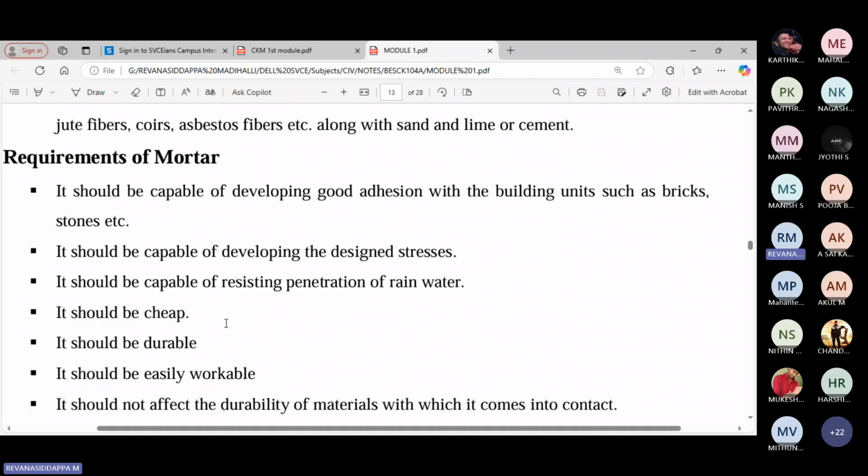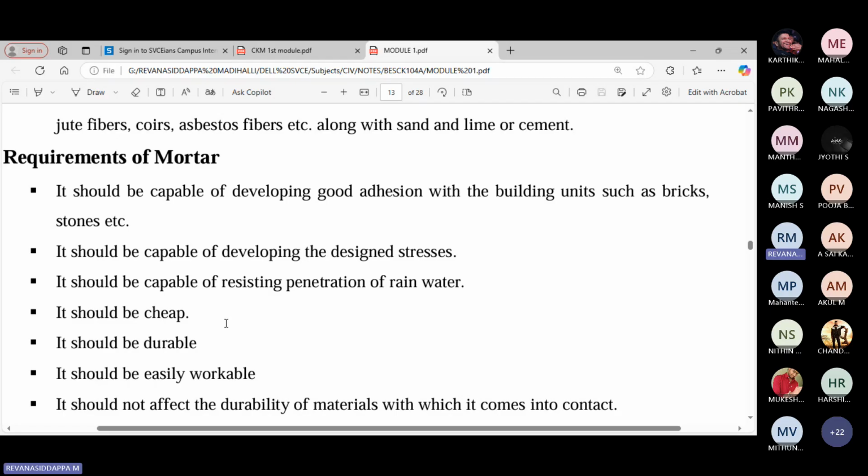It will undergo failure, or it will get collapsed. Therefore, this mortar will play a major role. It will play a vital role in bonding the layers of the bricks, both horizontally as well as vertically. Therefore, it should develop a good bond between the surfaces of the bricks. That is the main requirement of the mortar.